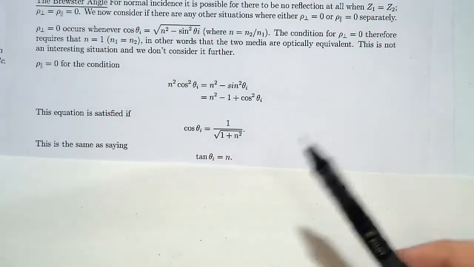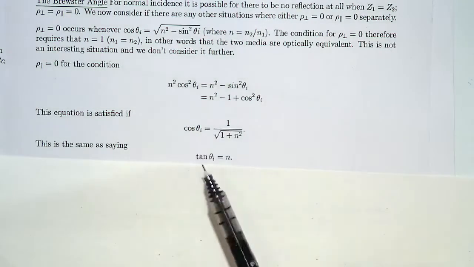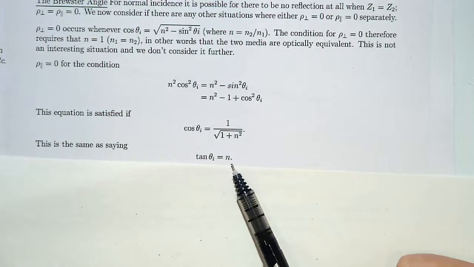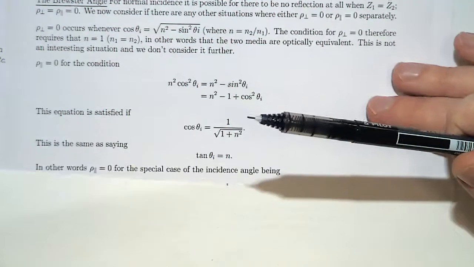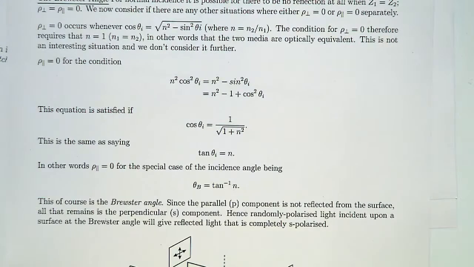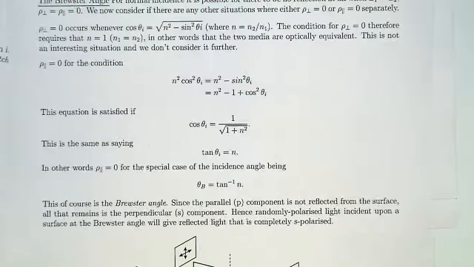Now we can rewrite that angle definition by saying that tan theta I equals n. And that means there is a special angle defined as being tan to the minus 1 of n, where n is the ratio of the two refractive indices, and this is our Brewster angle. Okay? So let's draw that picture and see how that works.